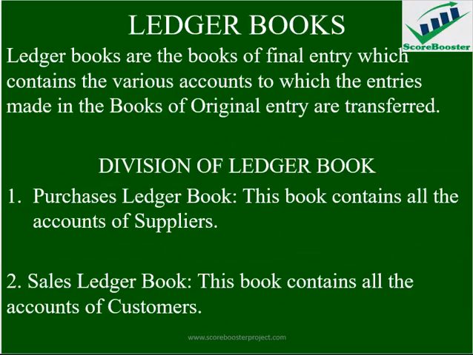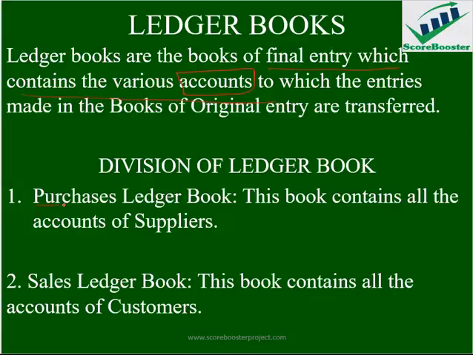Next, let's quickly look at the ledger. Remember, we say from the books of original entry, we move to the ledger. And the ledgers, basically, are books of final entry, containing the various accounts. Now, this is where we start talking about accounts. What we have been doing so far is bookkeeping. Remember the difference between bookkeeping and accounting? Good. If you listen to our first video, you will know the details. We transfer from the books of original entry to this.